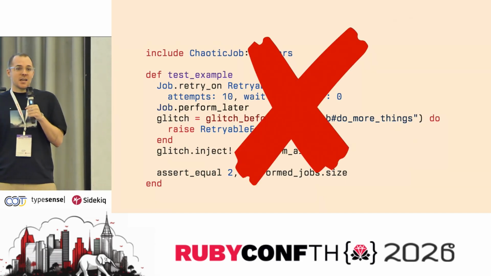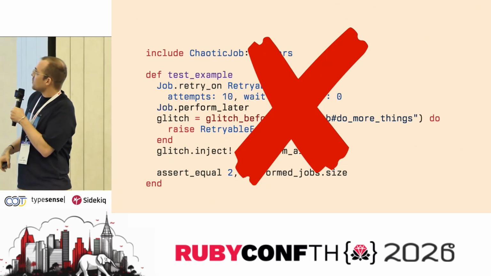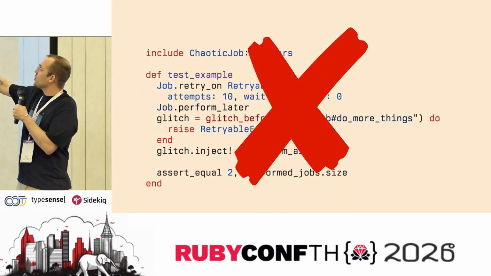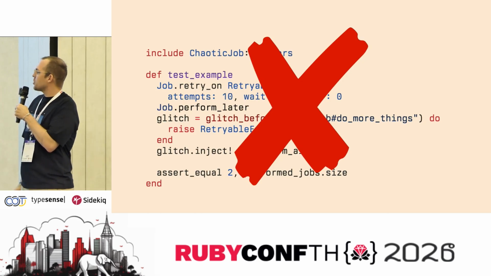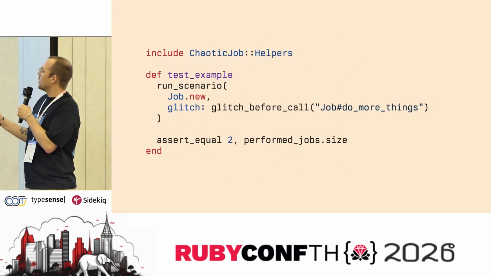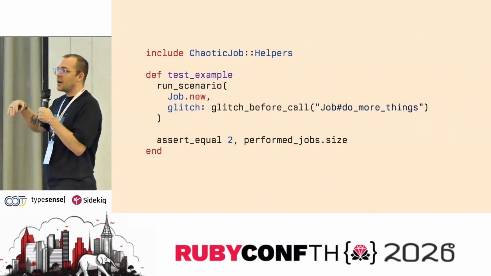But let's be honest, it kind of sucks. It's like a lot of boilerplate. You want to set up that your job retries on a particular type of error, do the perform later, set up your glitch in all the right way, make sure you inject it. So let's clean that up and provide a much simpler helper.